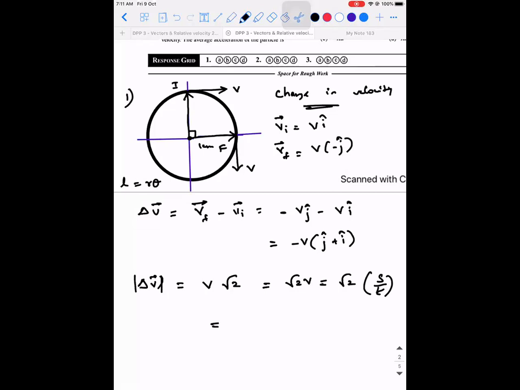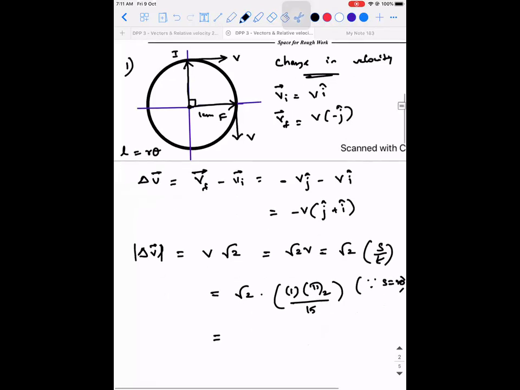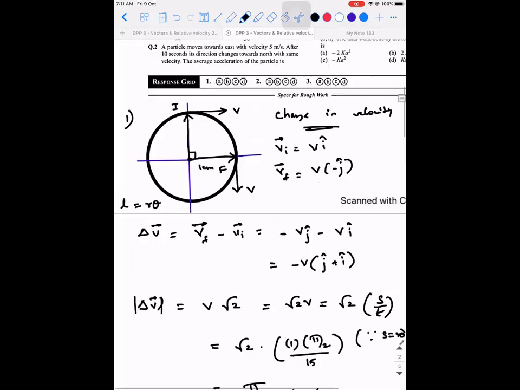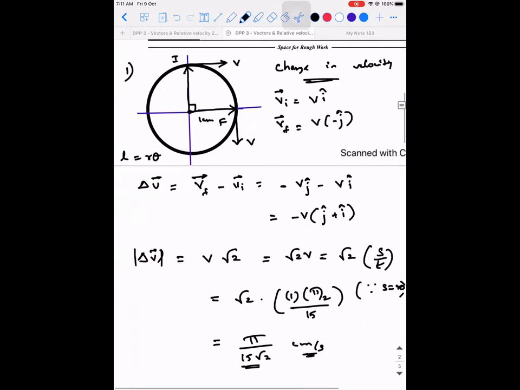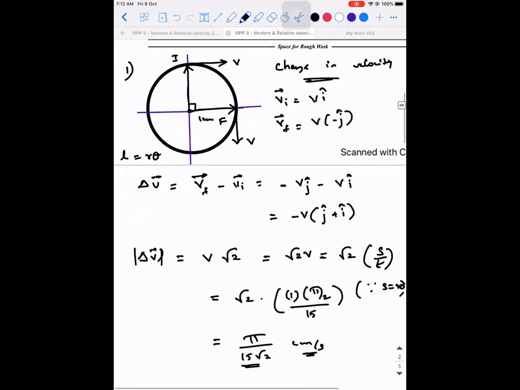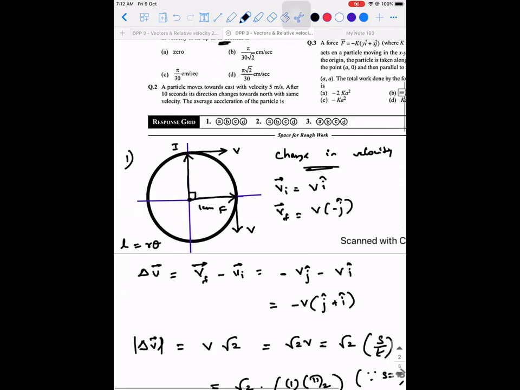So here S will be equal to R into theta. What is the value of theta, guys? Pi by 2, divided by the time taken, which is 15 seconds. Now observe what I'm going to do: R is 1 centimeter, since S is equal to R theta. So pi divided by 15 root 2 will be the answer, in centimeter per second. Is there an option like this? Pi divided by 15 root 2 or root 2 pi by 30. Both are same. Did you guys understand what I did?